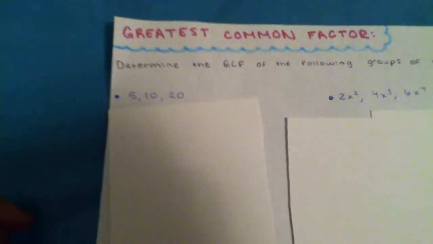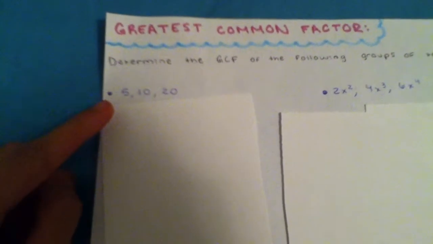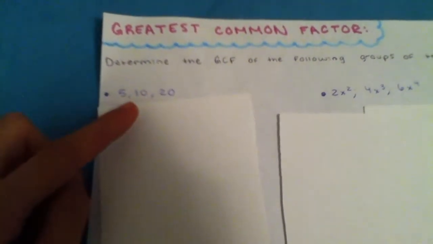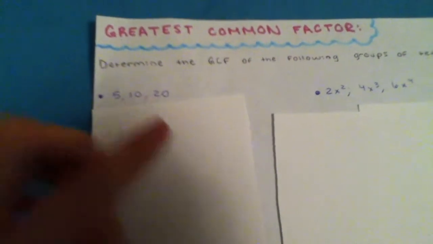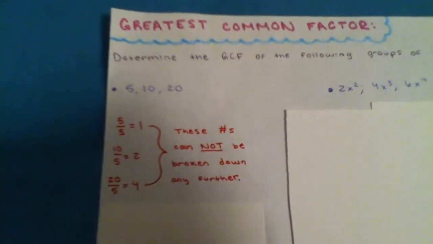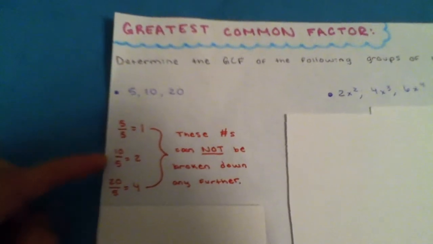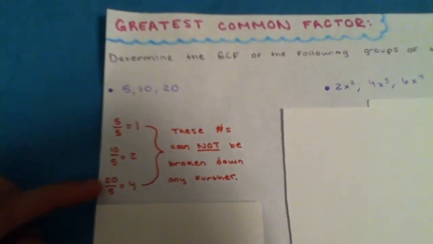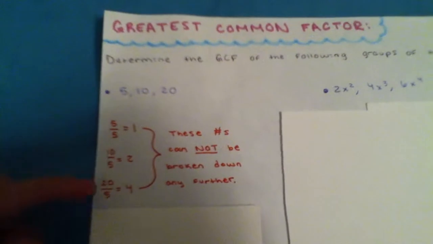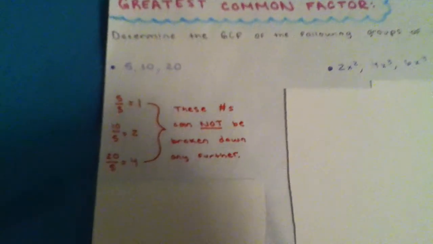Now by looking at this, I can see that 5, which is our lowest number, is only divisible by 5. 10 is also divisible by 5, and so is 20. As you can see here, 5 divided by 5 is 1, 10 divided by 5 is 2, and 20 divided by 5 is 4. These numbers, 1, 2, and 4, cannot be broken down any further. Therefore, our greatest common factor is 5.